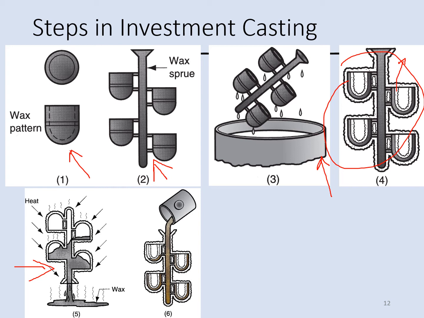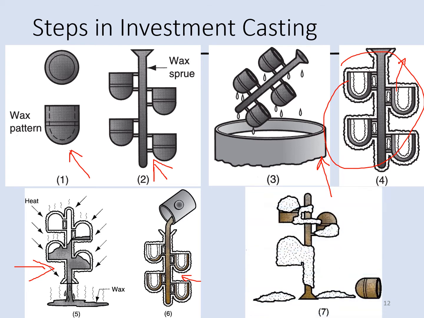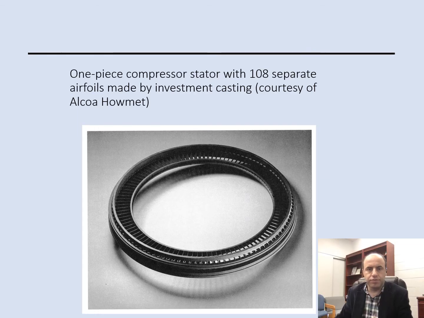The molten metal is poured into the mold here, and then it solidifies. When the metal is solidified to a certain temperature, the mold is going to be broken away, and then you can separate it from the sprue. So these are the final parts. Here we have one piece that was made by investment casting. This is a compressor stator with almost 100 separate airfoils inside. And as you see, the quality and surface finish of this part is very high, compared with the other casting processes that we talked about so far, like sand casting and shell molding.